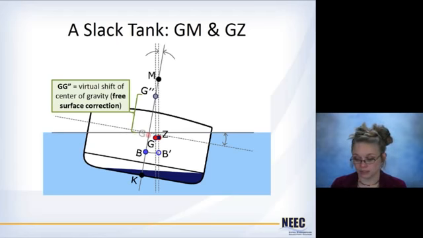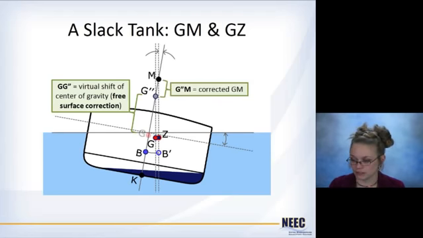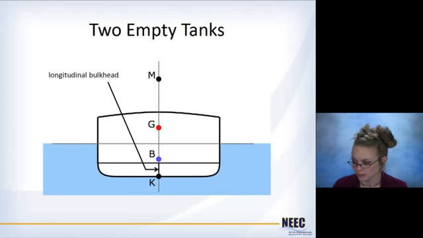And the distance between the original center of gravity G and this new virtual center of gravity G double prime is what we call the virtual shift of the center of gravity. It's also known as the free surface correction. So now we have this G double prime M. This is the corrected GM. In essence, this is the GM that your ship now has because of this liquid sloshing around in the bottom. And you can see that's a fairly significant change. GM was rather large, and now we've got maybe a third of that. So this could be a big deal.